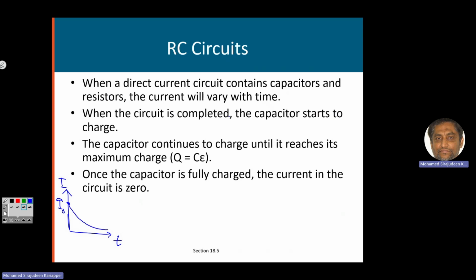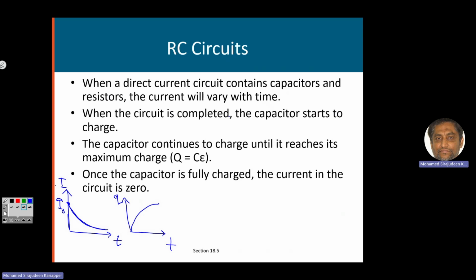So don't confuse. Now what we had before is the charge against the time, charge on the capacitor against time. That is like this. Current against the time will be the opposite direction. It will start with a big current and it will decrease exponentially.